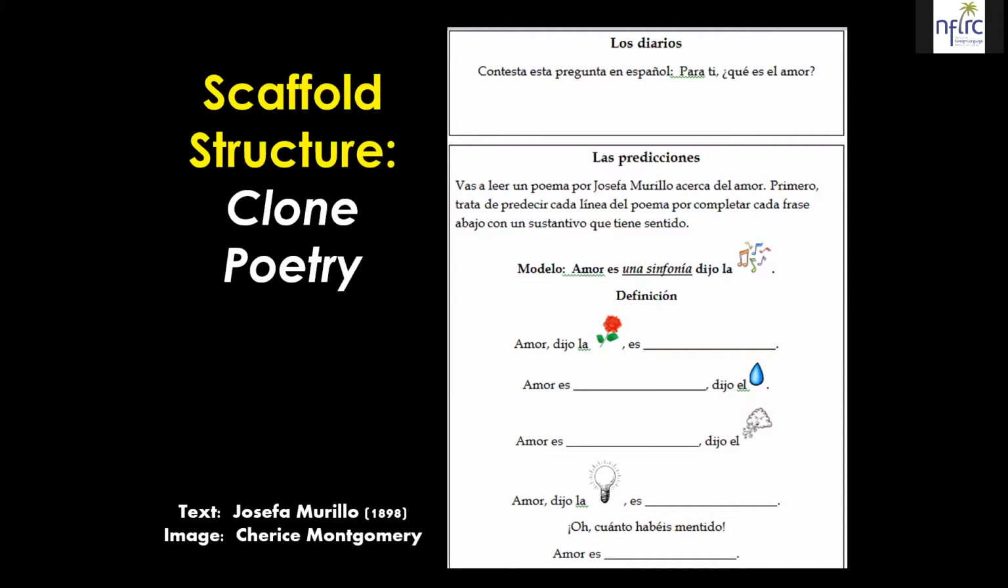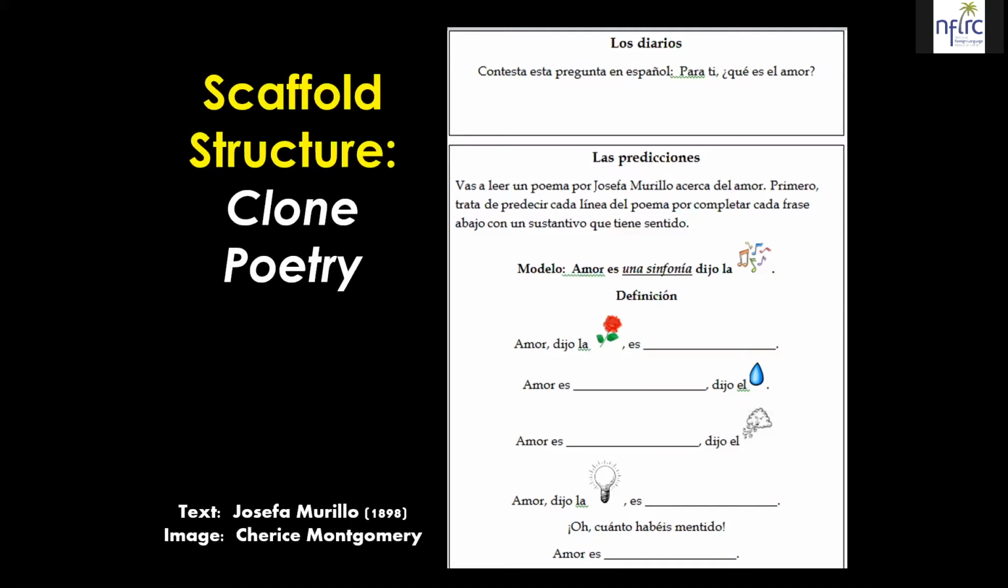So I can clone a poem or a story by simply taking out keywords from the poem. And maybe we're going to start with a journal entry where they answer, so in this case, we're talking about the concept of love. So what is love to you? And they're responding to that.